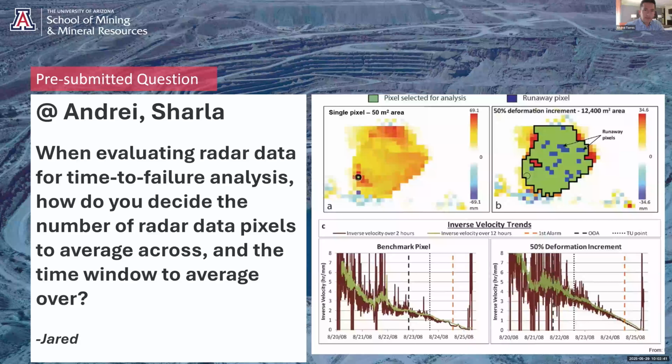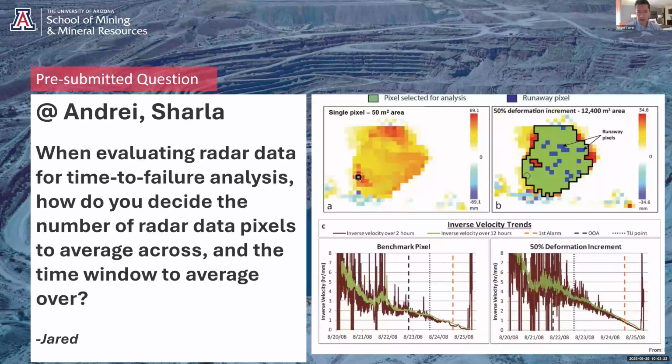The question has two aspects. The first one is about the average window, the time window you use. There is no specific time window that you need to use in order to characterize a deformation process, right? In practice, what you have to do is try different calculation periods. Could be 24 hours, 12 hours, 3 hours, 1 hour. And you have to choose the calculation period that has a better trend, that has less noise, right?